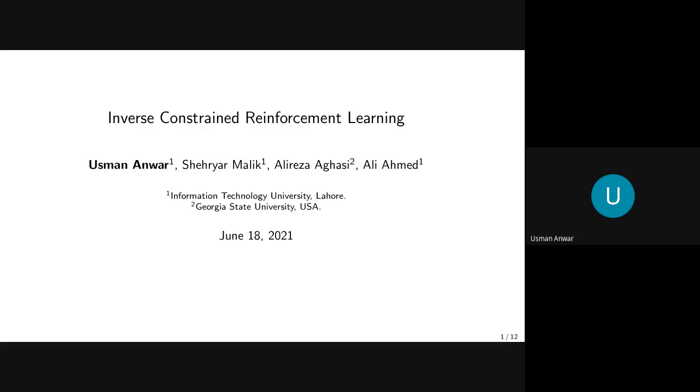I will be presenting our work titled Inverse Constraint Reinforcement Learning. This is joint work with Shehryar Malik, Usman Anwar, and Ali Ahmed, and will be presented at ICML 2021.